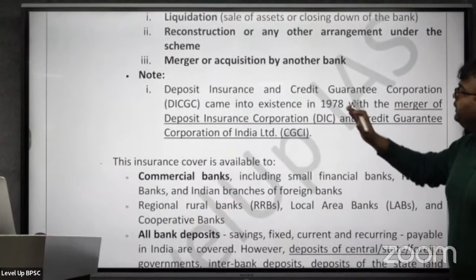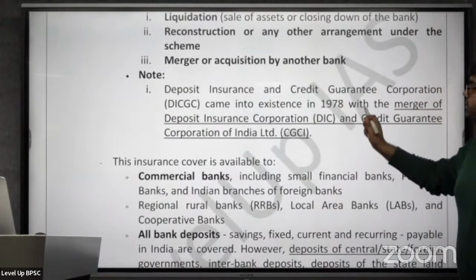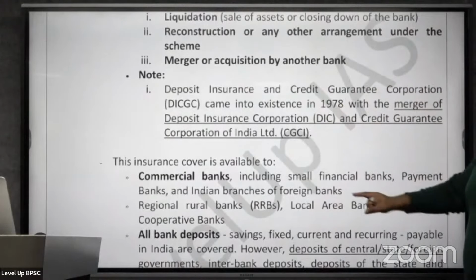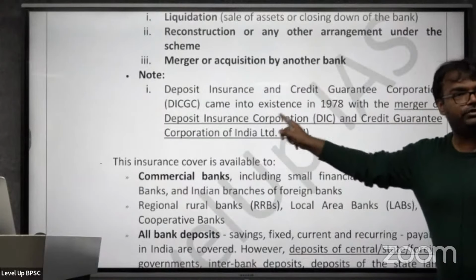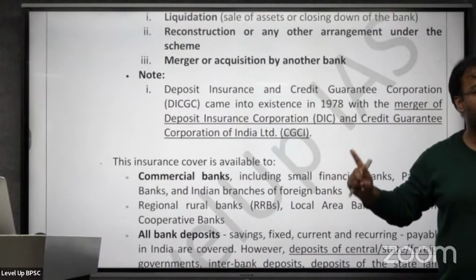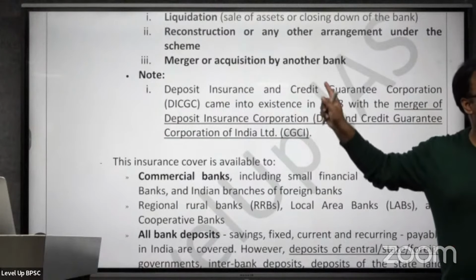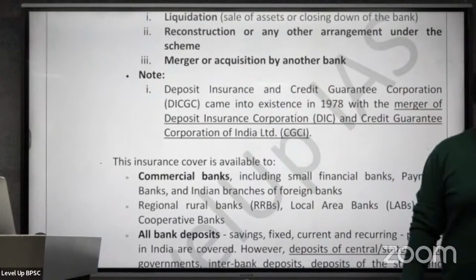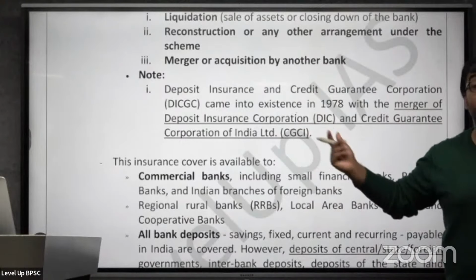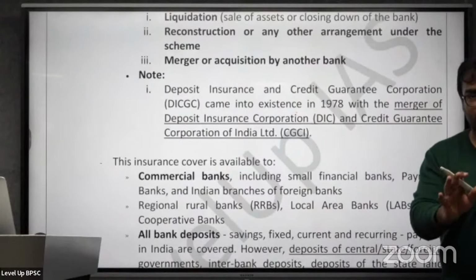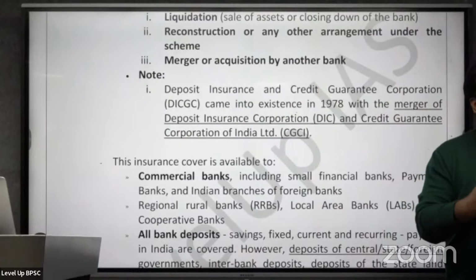Deposit Insurance and Credit Guarantee Corporation came into existence in 1978 by the merger of two bodies, Deposit Insurance Corporation and Credit Guarantee Corporation. These were two different subsidiaries under RBI. Both of them were merged in 1978 to form Deposit Insurance and Credit Guarantee Corporation. For prelims I have just added it here. These details were not there in the Economic Survey of India, but I felt that these are certain things that you should know for your complete preparation.